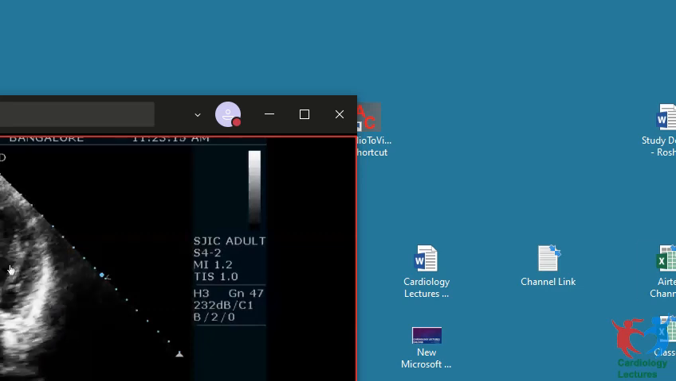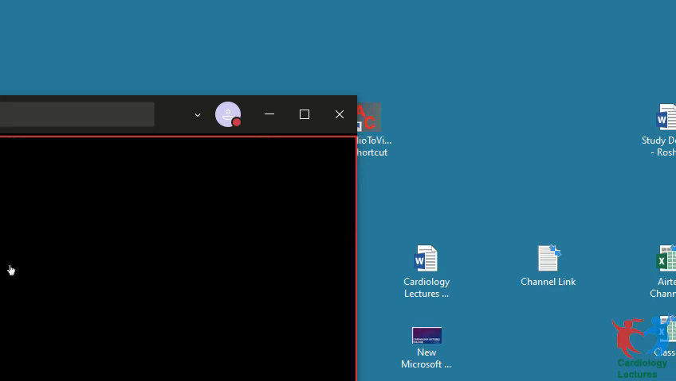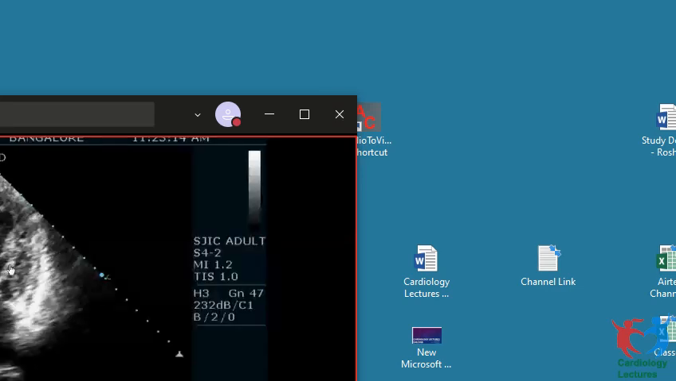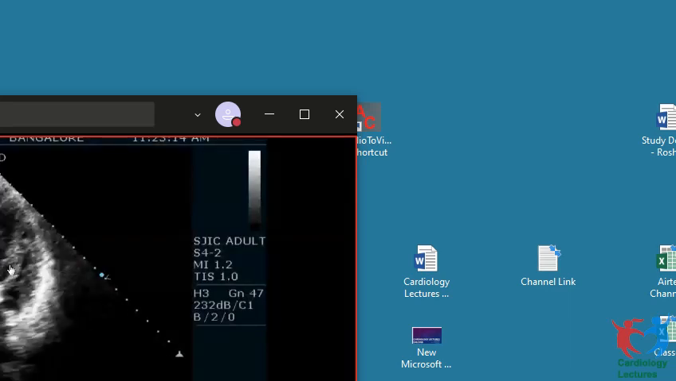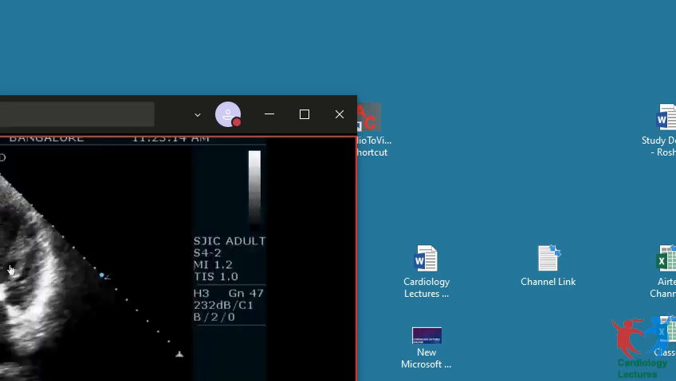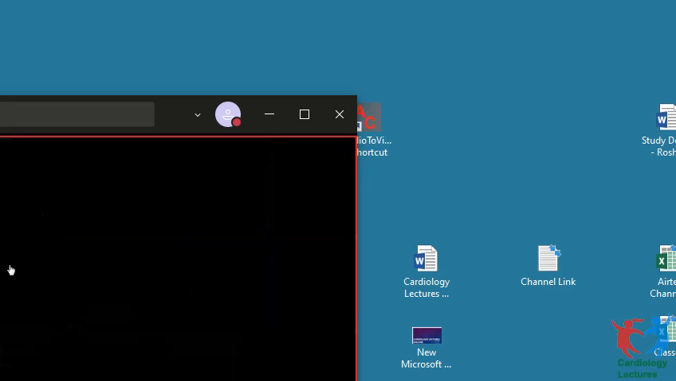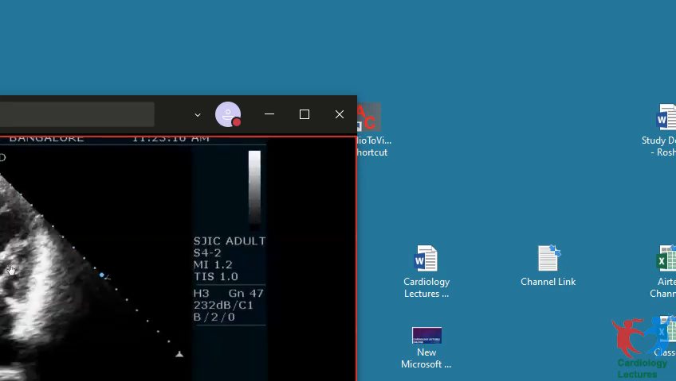Anything else you noted in LV? Ma'am, there is like a moderator band kind of thing in the LV. Do you call it a moderator band? Where is the moderator band? That is on the RV side. Here. So it's a normal structure.